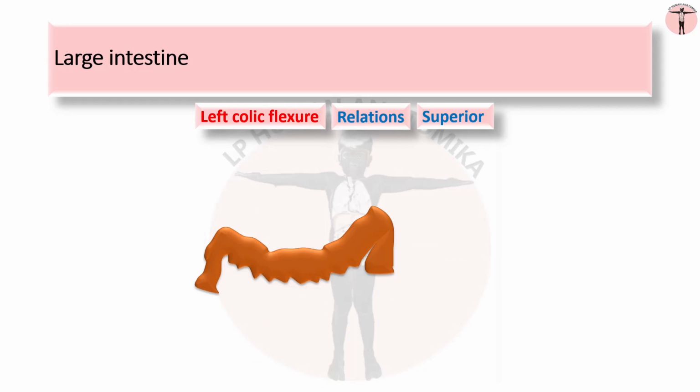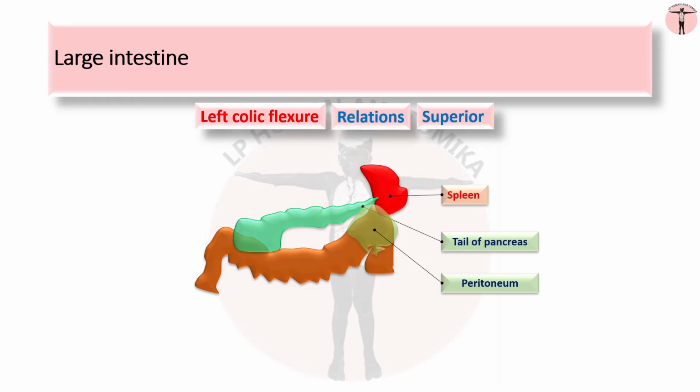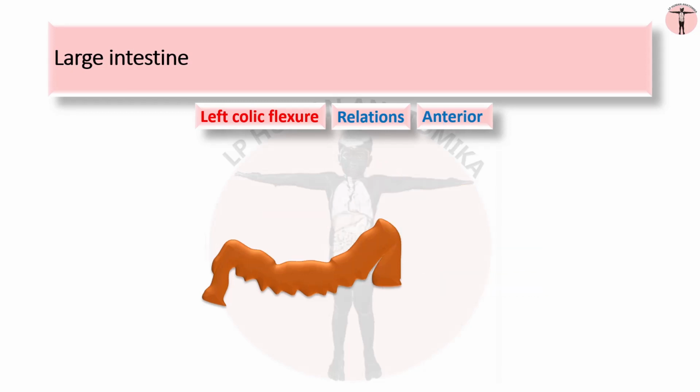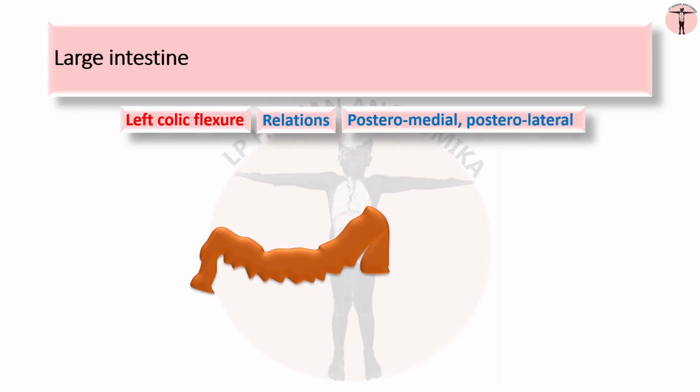Coming to the relations, the left colic flexure is covered with peritoneum. Superiorly, it is related to the lateral end of spleen and tail of pancreas. Anteriorly, it is related to stomach and lesser sac. Posteromedially to the lower part of the left kidney, posterolaterally to the diaphragm.